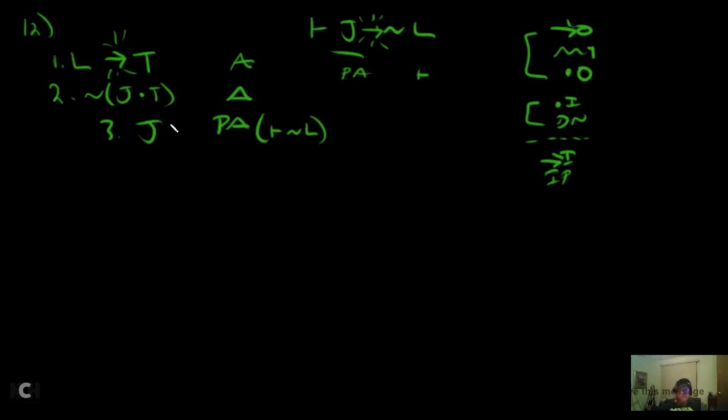Can we do an and in? Yeah, but it's not going anywhere. Can we do a double negation? Yeah, but it's not going anywhere. Is our goal an arrow right now? Remember, our goal right now is squiggle L. No? So what are we going to do? This is our goal right now. We're going to do an indirect proof.